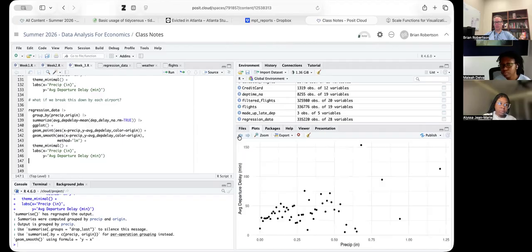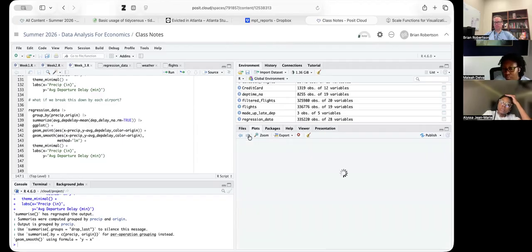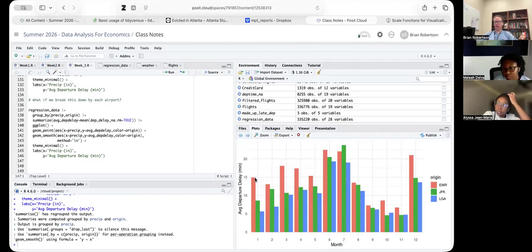If we go back to this plot here, I almost expected that maybe Newark would show something interesting. Maybe Newark would stand out to me.